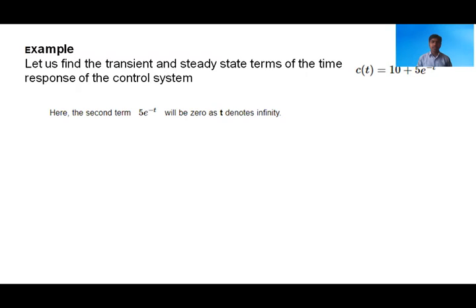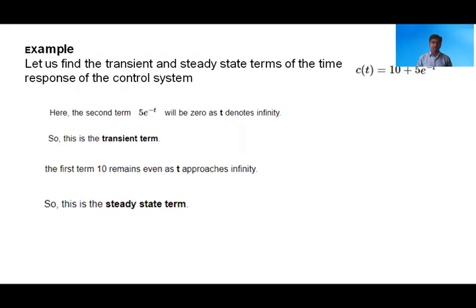So when you substitute t equal to infinity in this formula, we have c of infinity equal to 10 plus e power minus infinity, that becomes a 0 term. So c of infinity is equal to 10. That means the steady state response is a constant, that is 10. So 10 is the steady state response. This way, we can find the steady state response and transient response from the given response.